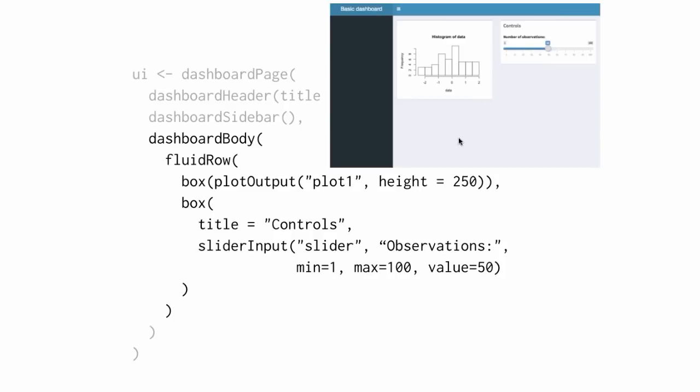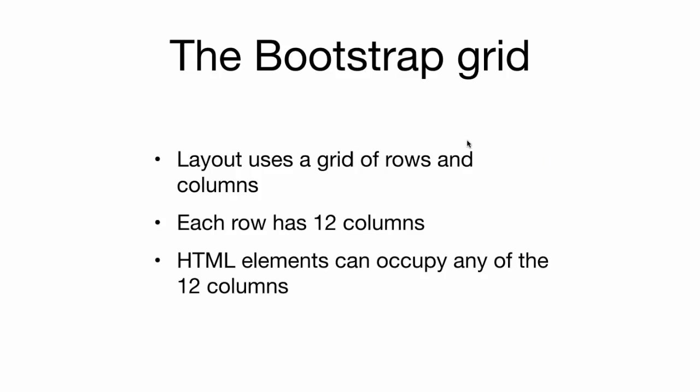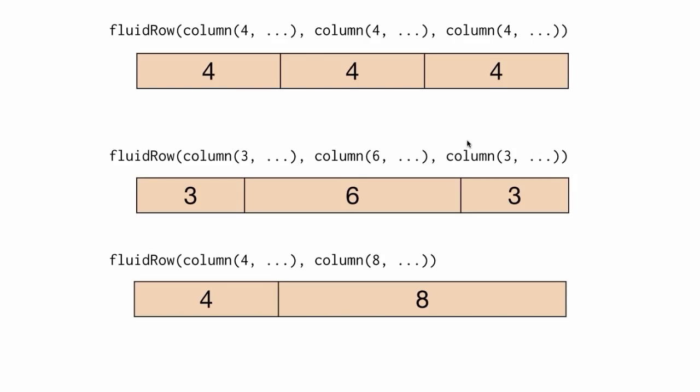Now, how do those boxes know to be the right width? Well, to understand that, we have to understand the Bootstrap grid a little bit. In Bootstrap, there's a layout using a grid of rows and columns. You add a row first, and then each row has 12 columns. HTML elements, like these boxes, can occupy any number of the 12 columns. The boxes by default take up 6 spaces, so you can put 2 of them side by side.